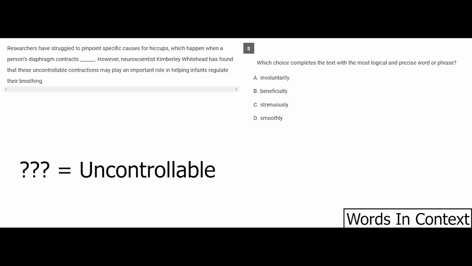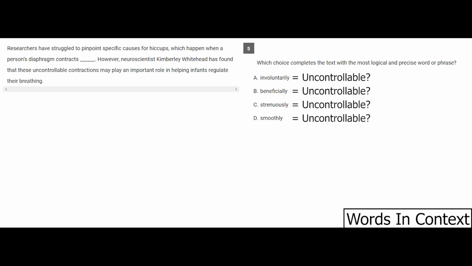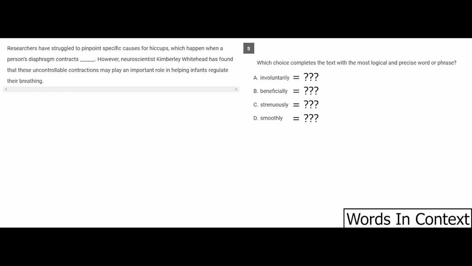You can then test the word uncontrollable against all the answer choices and see which one has the strongest match. The reason we want to create a test phrase before looking at the answer choices is because people often become attached to a wrong answer choice without first thinking logically about the question. Since this question is fairly easy, you can probably assume that the answer is involuntary, but let's assume we don't know what these words mean.